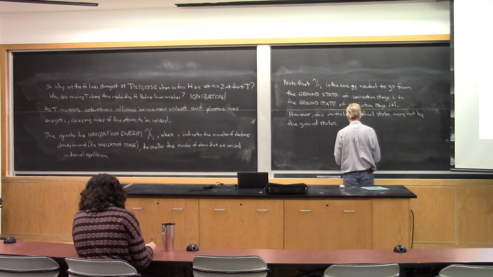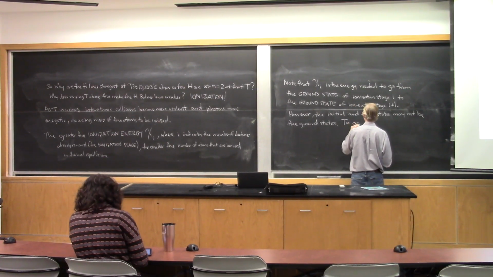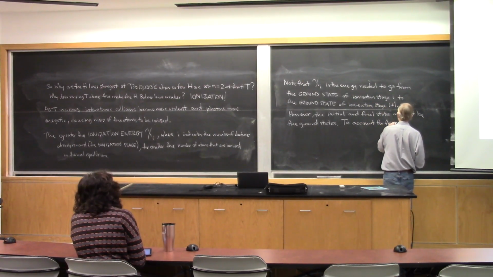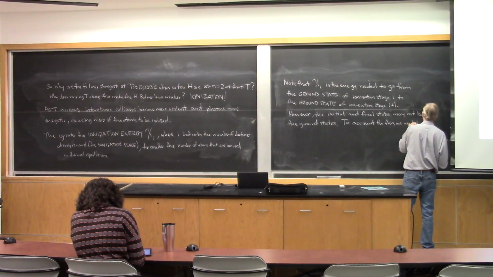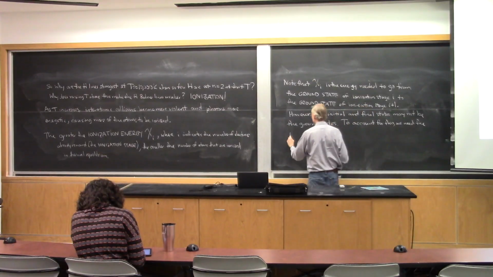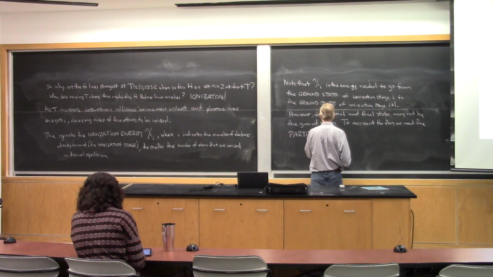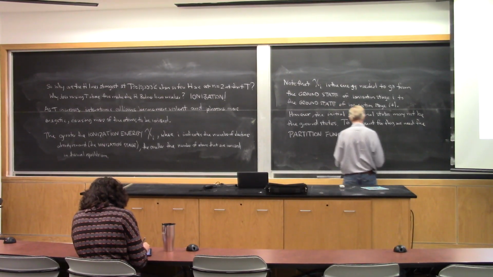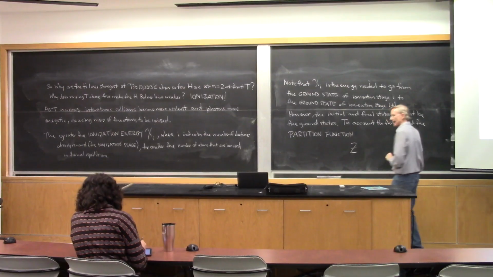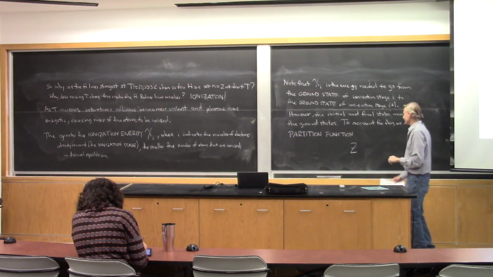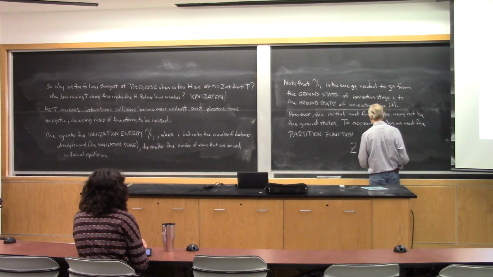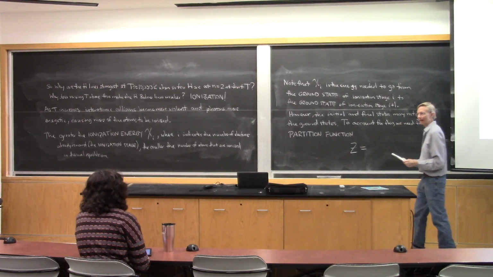To account for this, we need the partition function. And it's symbolized with a capital Z. And ever since I took German in high school, I put crossbars on my Z's, and they don't look like twos by accident.